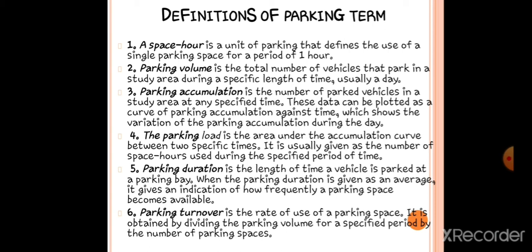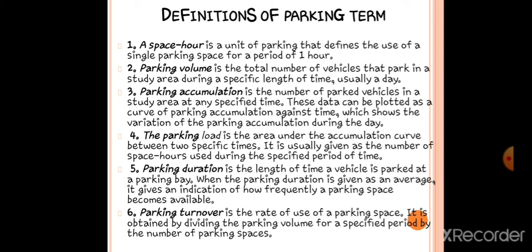Number 4, the parking load is the area under the accumulation curve between two specific times. It is usually given as the number of parking hours used during the specified period of time. Number 5, parking duration. Parking duration is the length of time a vehicle is parked at a parking bay. When the parking duration is given as an average, it gives an indication of how frequently a parking space becomes available.